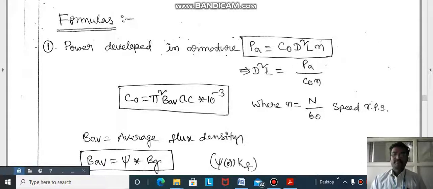From this, D square L is equal to PA by C0 N, and C0 is equal to pi square BAV AC into 10 to the power of minus 3. Here BAV is the specific magnetic loading, and AC is the specific electric loading. If you want to find the value of small n, we have to divide capital N by 60, that is, RPM divided by 60 gives RPS.